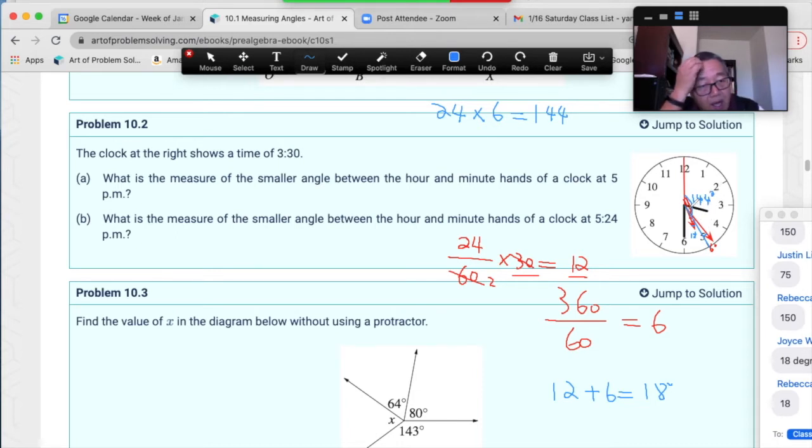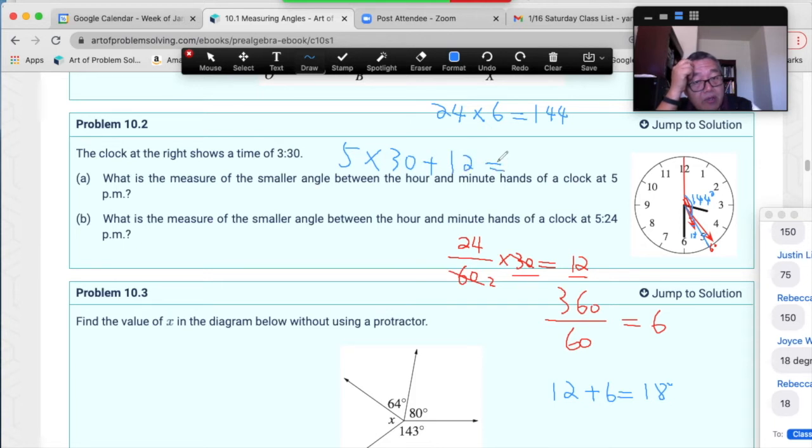Now the hour's hand will form an angle, that's 5 o'clock. Each hour is 30 degrees, so 5 hours is 150 degrees. Then you add this, because you still have 24 minutes, and 24 minutes gives you 12 degrees.